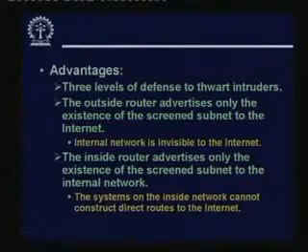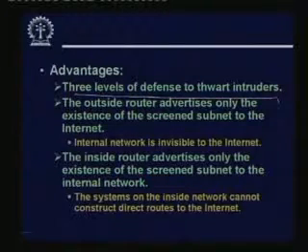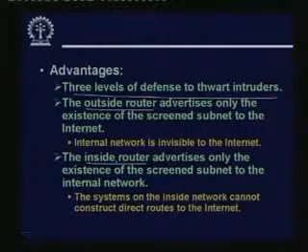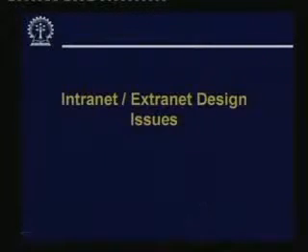in this third alternative, we basically have three levels of defense to thwart intruders. There are two routers, one outside router and an inside router, and thirdly there is the bastion host. The outside router makes the internal network invisible to the internet. Similarly, the inside router makes the internet invisible to the inside network. So, everything has to go through the bastion host.